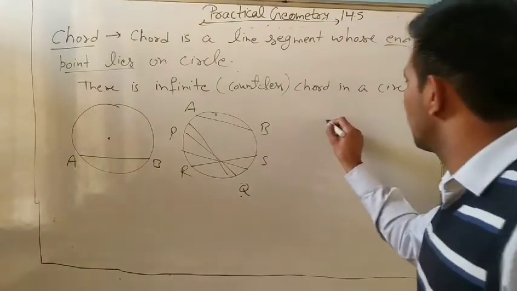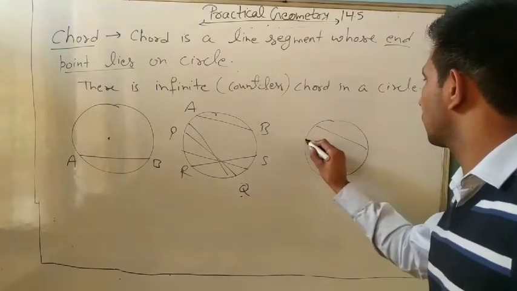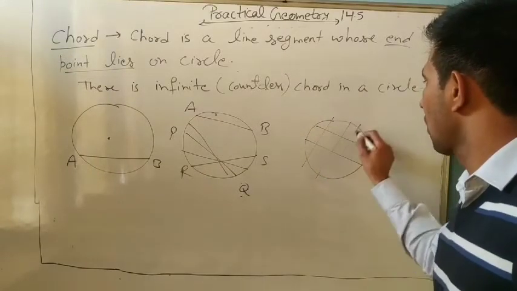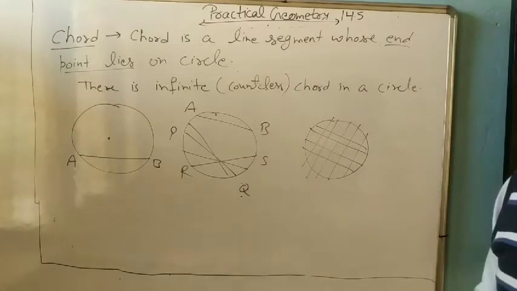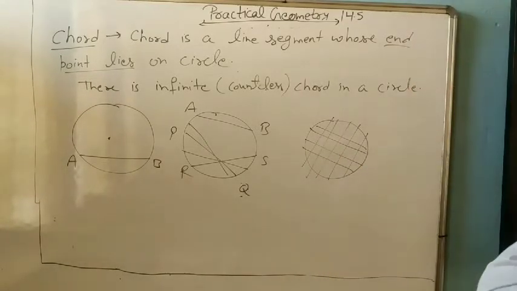Understand or not? So look at the chords. All are chords. This one is a chord. All are chords. So how many chords? Infinite. Understand it? So note it down.